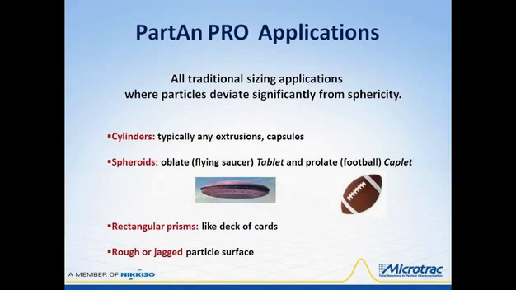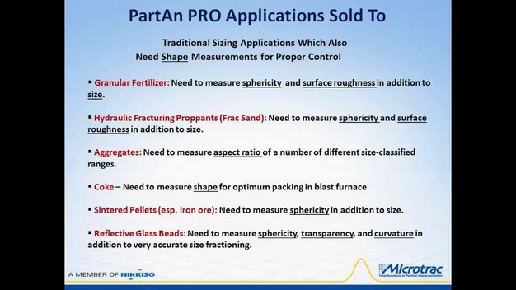The fourth category is the roughness or jaggedness of the particle surface, which affects powder flowability, compactability, and packing density. The second category of applications for the Partan Pros are those traditional sizing applications which are finding that they would also benefit from shape analysis. The Partan was originally developed by a team working in the granular fertilizer industry. The granules need to be very spherical for consistent leach rate of the chemicals into the soil.